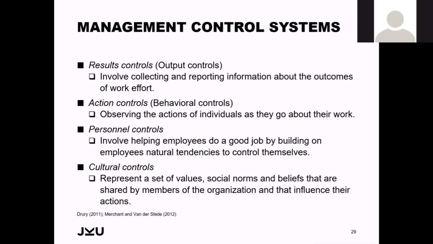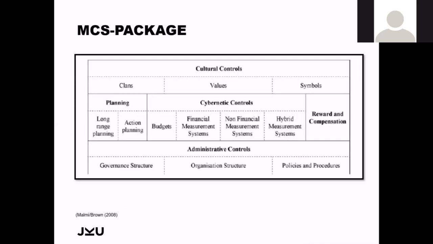All of these controls, even before that, the levels of controls by Simons, they all can be viewed as a package, because somehow they all intertwine, they interlink. One control mechanism triggers the other. So that's why Malmi and Brown found that they all interlink somehow, and that we need to treat the control mechanisms as a package.